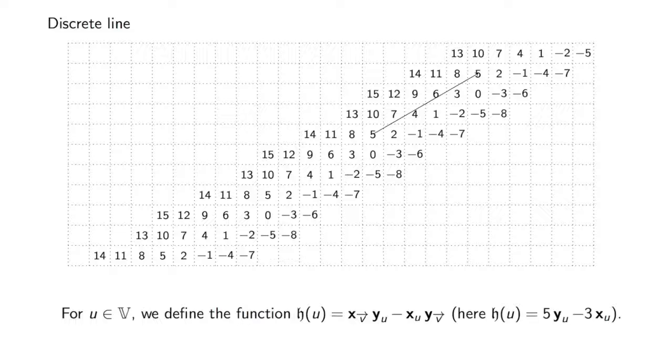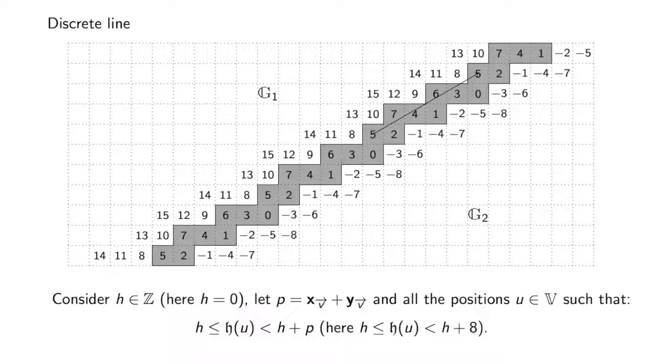The only argument of h is a position of the grid, since there will be no ambiguities along the article on which vector v is used to compute the height. Now let P be equal to the abscissa of V plus the ordinate of V. In this example, P is equal to 8. In this example, consider all the positions of height between 0 and P minus 1. These positions are in gray. They form a B-infinite line which can be used as a cut of the grid.